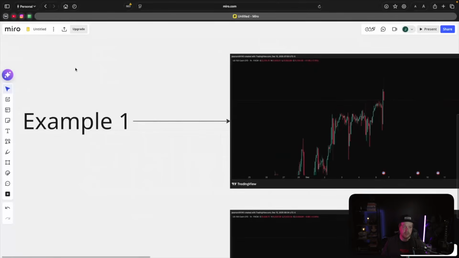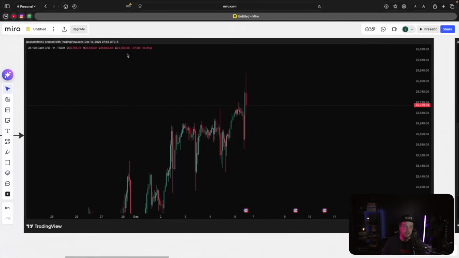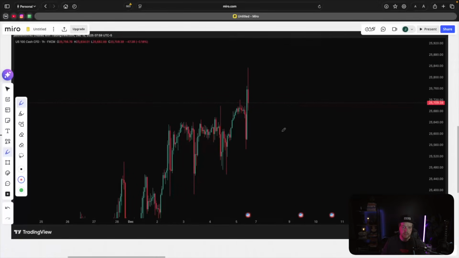All right, so let's look at example one. You can see right over here we are on NASDAQ, and let's just get the pen right over here. Let's change the color. So you can clearly see we have highs, lows, highs, lows, highs, and lows, right? So this is how we identify.